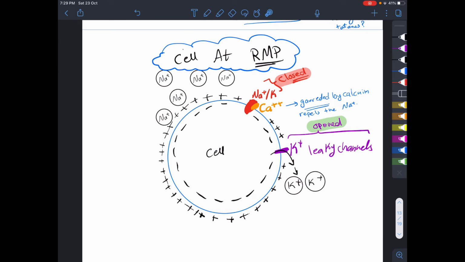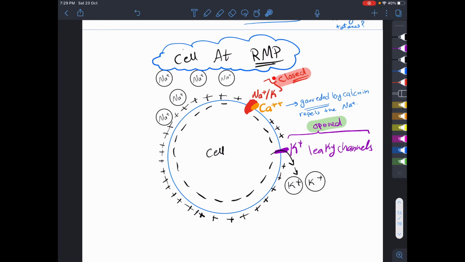Let's look at the drawing. Here we have a cell, the inside is negative as we said and the outside is positive. Outside we have large amounts of sodium, inside less. Here we have the sodium potassium pump. The sodium channel is always closed during the resting membrane potential. Why? Because the calcium is preventing it. The calcium is guarding and repelling the sodium from going inside.